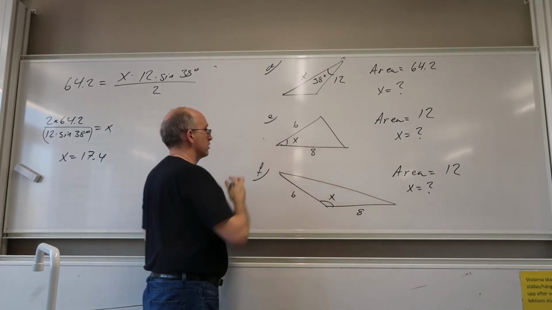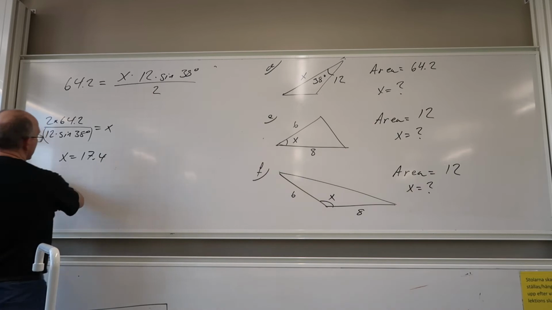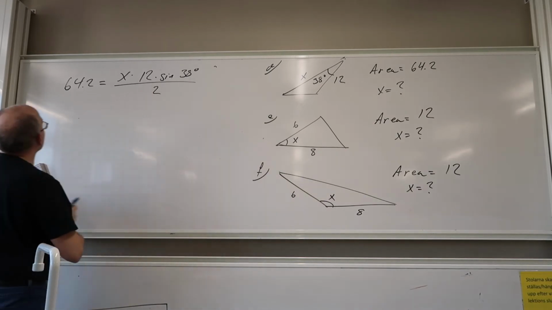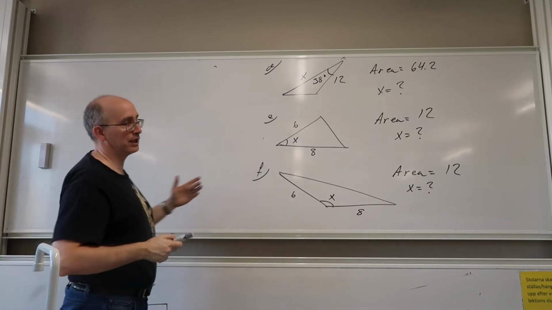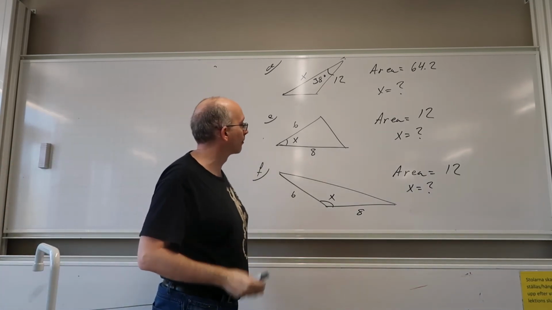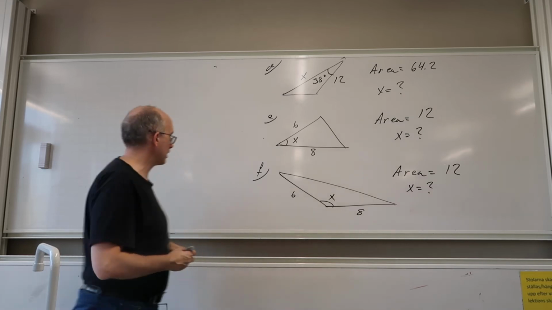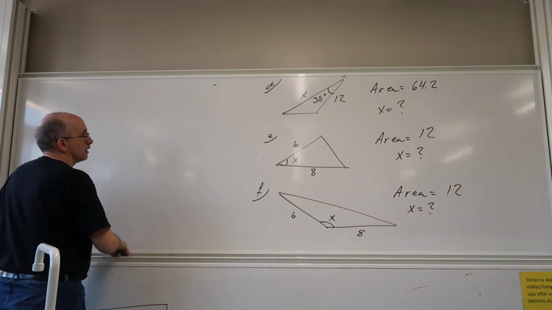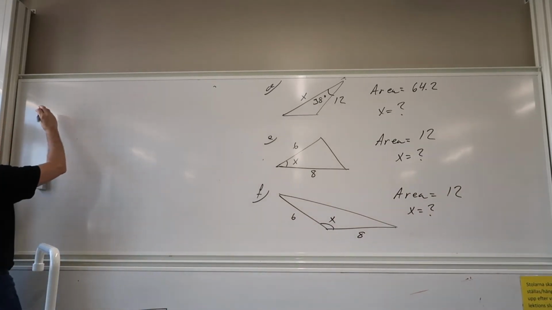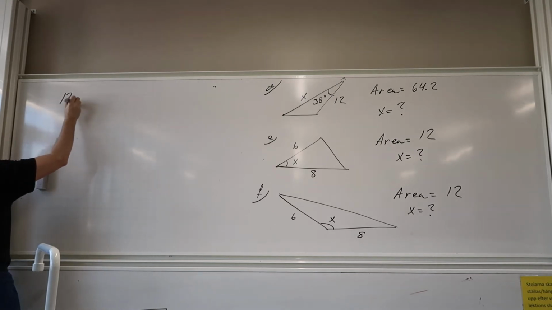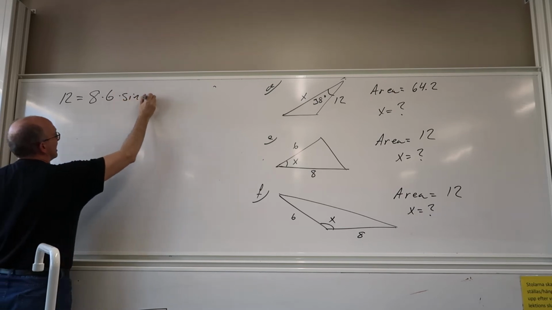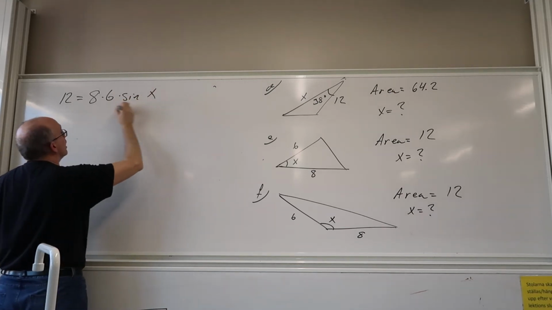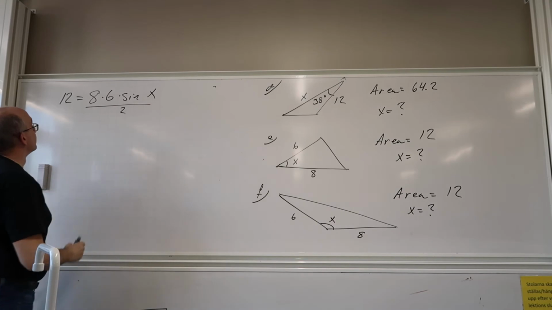Okay, 2. Questions you should recognize. I mean, this is what we started with today. But let's look at how we would do it. First one. Area 12 equals side times sin of the angle in between divided by 2.